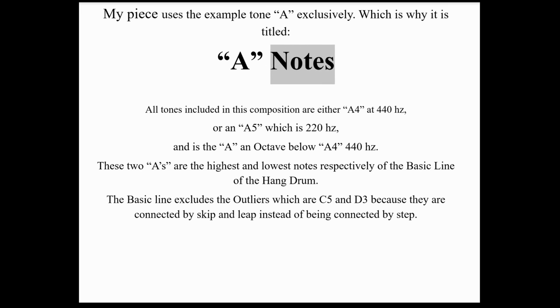Notes. All tones included in this composition are either A4 at 440 Hz or an A5, which is 220 Hz, and is the A an octave below A4 440 Hz. These two A's are the highest and lowest notes respectively of the basic line of the hang drum. The basic line excludes the outliers, which are C5 and D3, because they are connected by skip and leap instead of being connected by step.